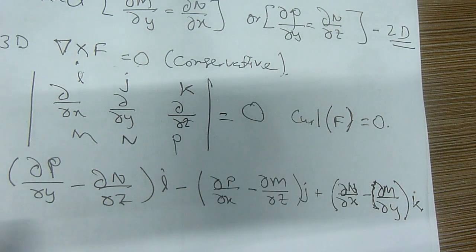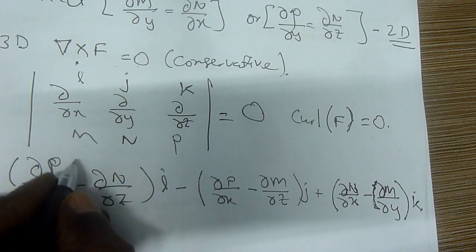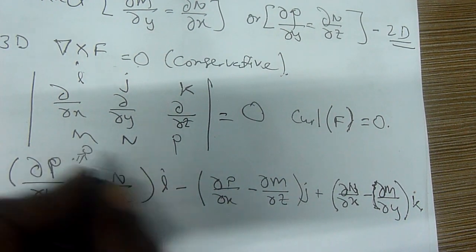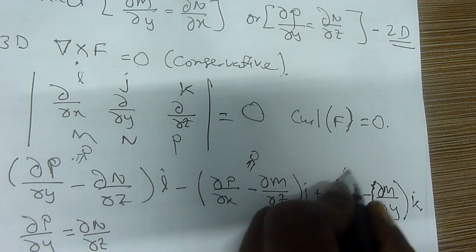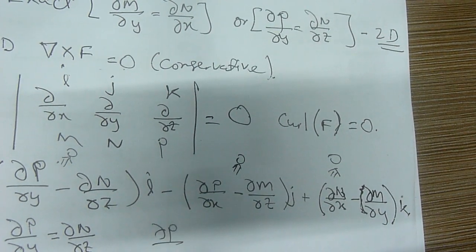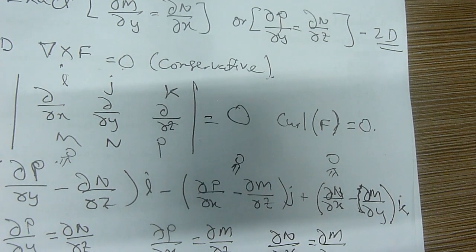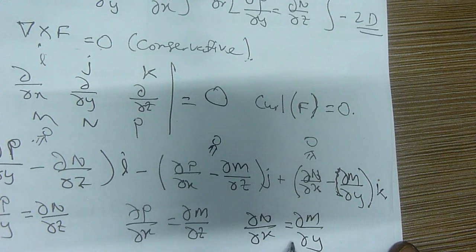If it is a 0, can you see this? You will get exact del p, del y equals to del n, del z. Why? Because it's a 0. This must be 0, this must be 0, this must be 0. Therefore, you can see del p, del x equals to del m, del z, or del n, del x equals to del m, del y. What is this? Exact. Okay, the exact.